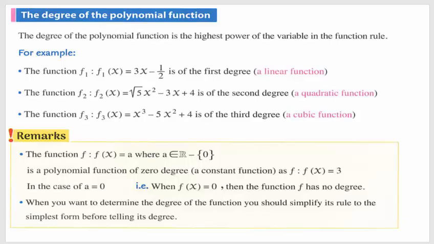For example, if I have 3x minus half, x here has no written power, so its power is 1. It's a linear function, or first degree. Square root 5 x squared minus 3x plus 2, the highest power here is 2, so it's second degree, or sometimes called a quadratic function. f of x equals x to the power 3 minus 5x to the power 2 plus 4. x to the power 3 is the highest power, so it's called a third degree function, or cubic function.